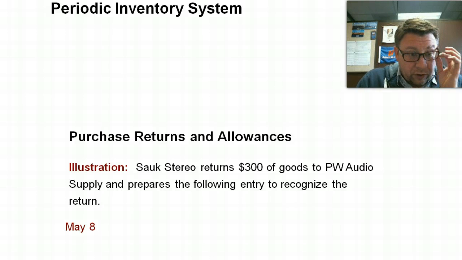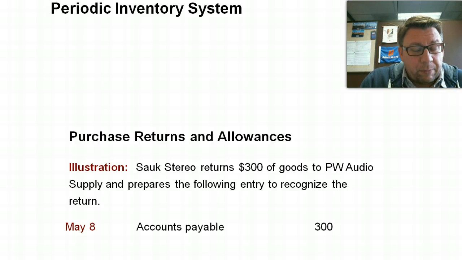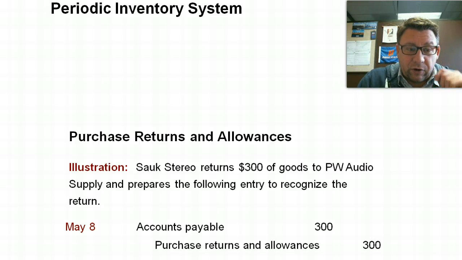If we return $300 worth of goods, we debit accounts payable for $300 because we don't owe that amount anymore, and instead of crediting inventory, we credit purchase returns and allowances.